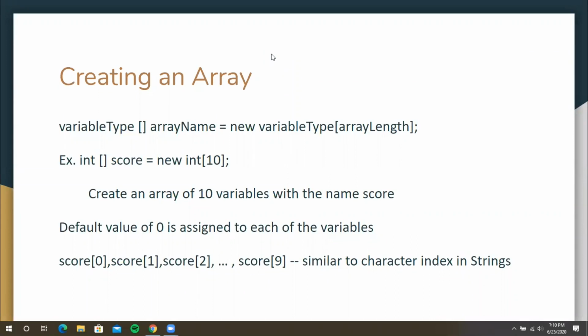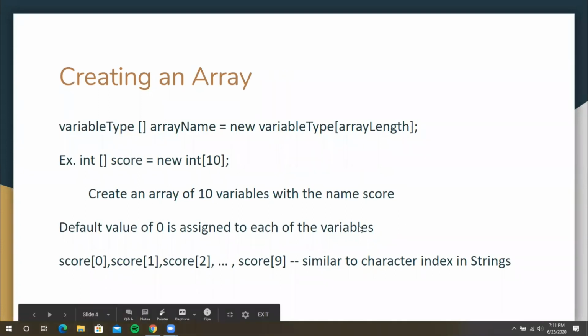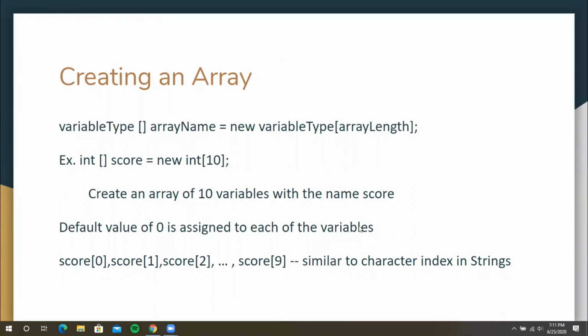So when you create an integer array, a default value of 0 is assigned to each of the variables if you do not change the value of any of the variables within the array. This is for integer arrays, and similarly for Boolean, the default value is false. For double, it's 0.0, and pretty much you can use the same logic for similar primitive types.